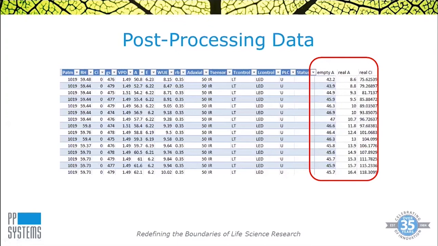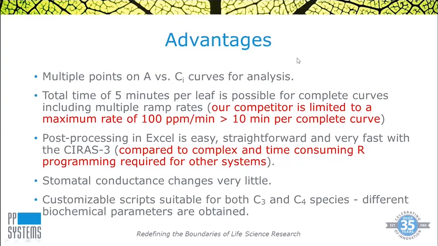Then from the real value of assimilation rate, you go back and recalculate a real value of Ci for each time step. And that's all there is. So that generates a table of real A versus real Ci for that leaf.